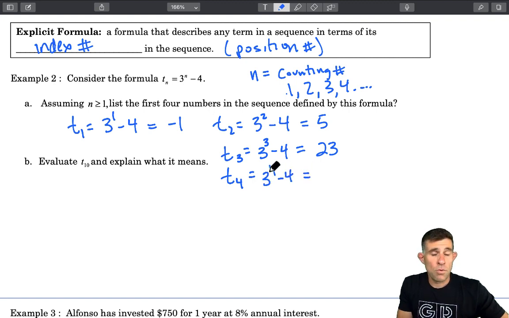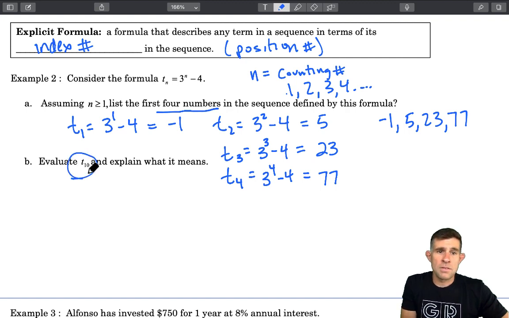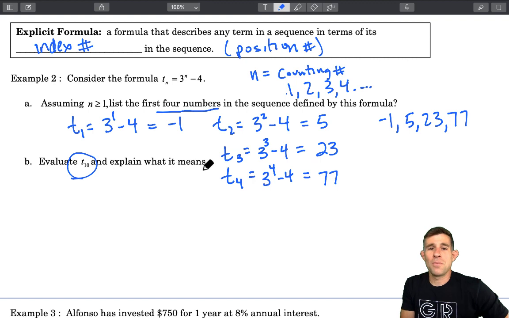And that's going to be 3 to the fourth, which is 81. 81 minus 4 is going to give me 77. So the first 4 numbers in this sequence, or this list, would read like this: -1, 5, 23, and 77.